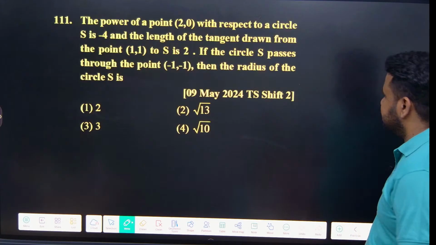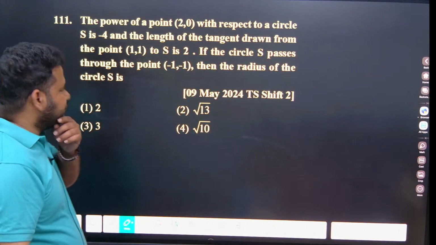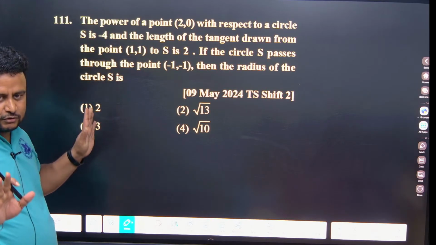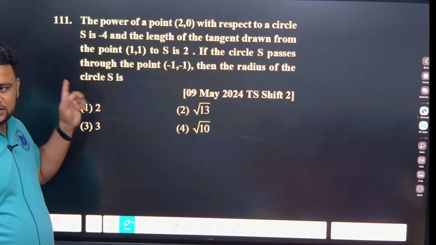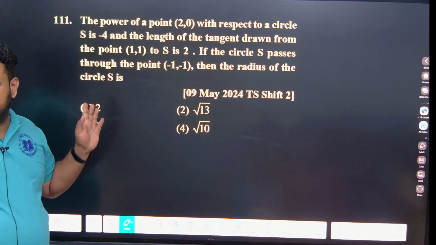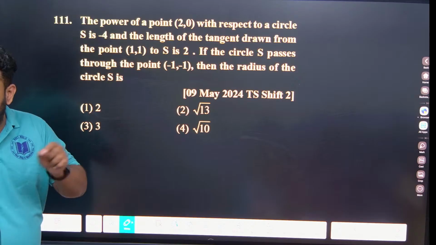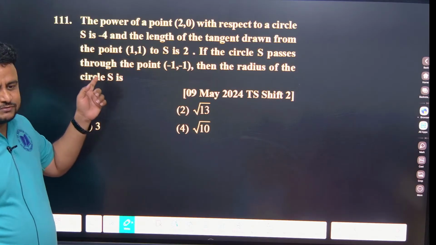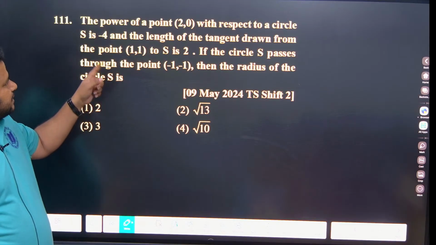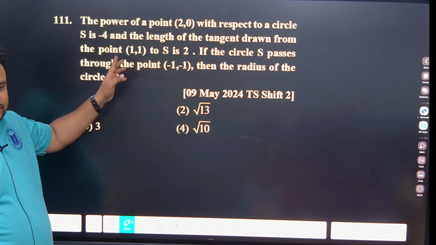Okay, next thing, see here. They have given 2024 TS. The power of a point (2, 0) with respect to a circle is minus 4. Now my question is, if they have given minus 4, what does it mean? Inside. Don't get confused. If it is positive, it is outside. If it is less than 0, it is inside. So minus 4 means S1 less than 0, inside. And the length of the tangent drawn from the point (1, 1) to S is 2. Length of the tangent drawn from what?